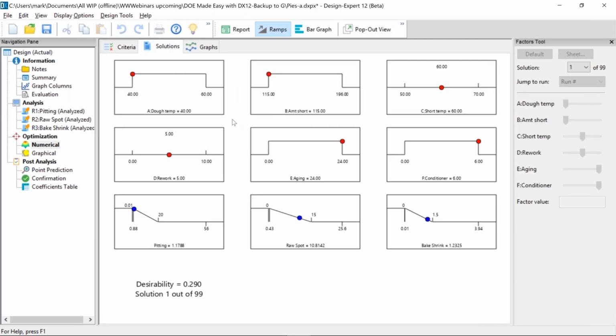Then the program finds the most desirable solution by doing a search throughout the region, and it says, if you get the dough temperature down, amount of shortening down, the shortening temperature doesn't matter, you can keep in the middle on those, same thing for rework. And then the aging up and the conditioner up, we then can get pitting to a minimum with sufficiently low raw spot and bake shrink, barely.